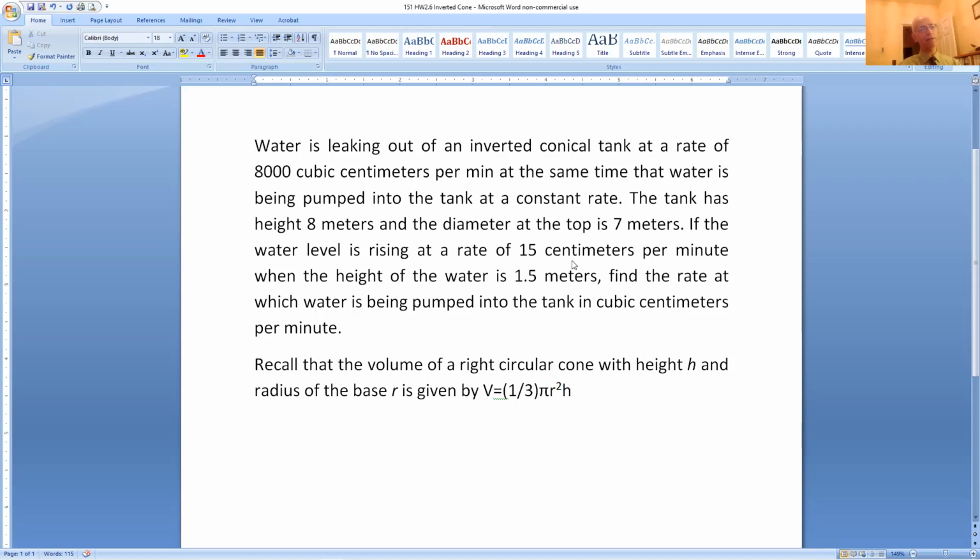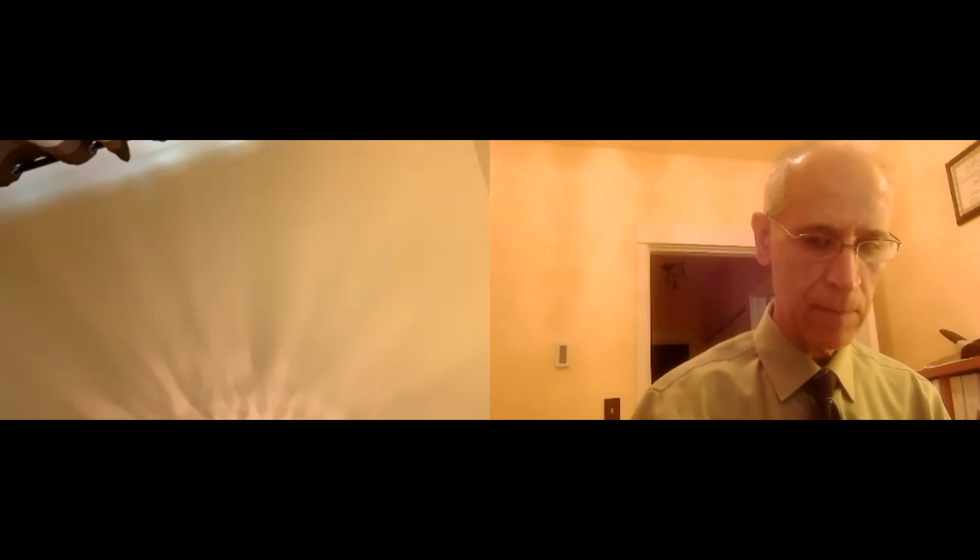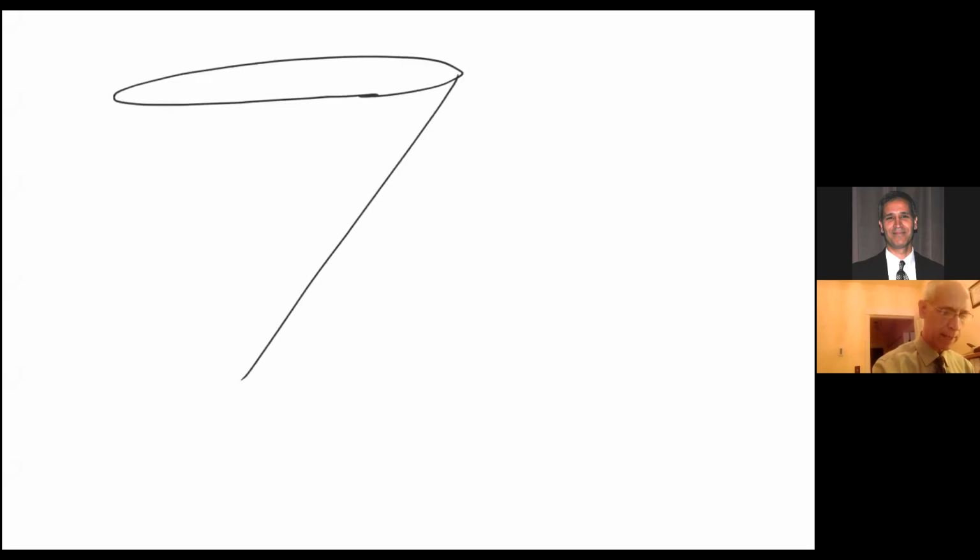So notice here that some of the information is given in terms of meters and some in terms of centimeters. So I'm going to go ahead and change everything into centimeters to make my life easier. I'm going to get my iPad involved, that way I can write on it. So here's what we have: a tank, an inverted conical tank.